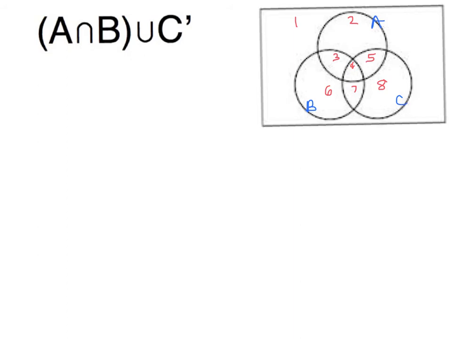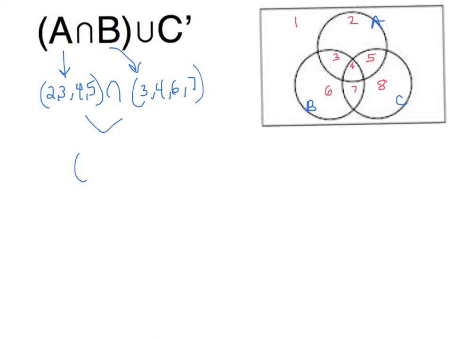So the first thing we're going to do, as you would do with order of operations, is do what's in the parentheses first. So we have A intersect B, and we know that A this time is going to consist of the regions 2, 3, 4, and 5. We're going to write that down. And we're going to intersect that with B, and B consists of the regions 3, 4, 6, and 7. So once I have those two written down, I can look at their intersection, and I see that their intersection actually consists just of the regions 3 and 4.